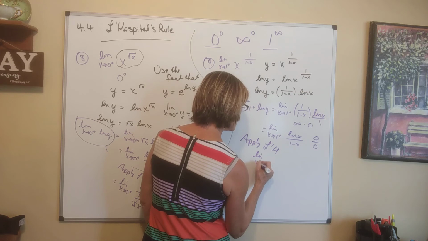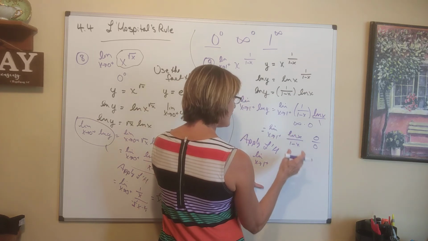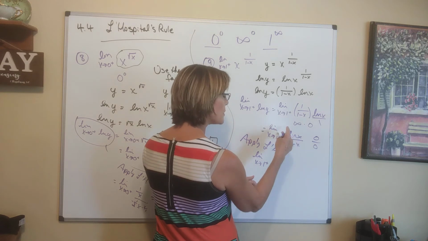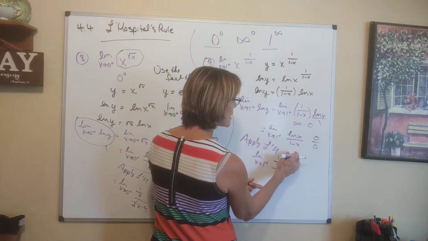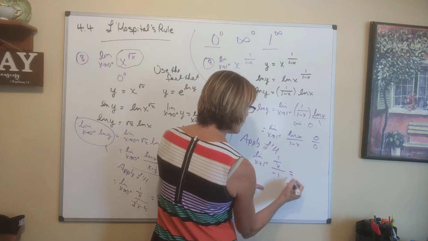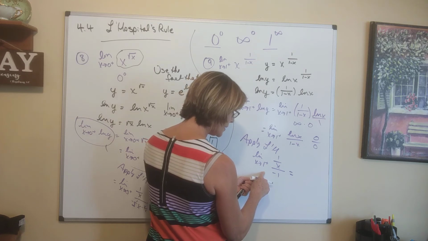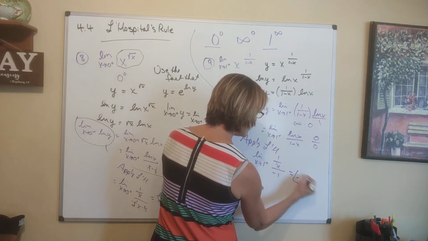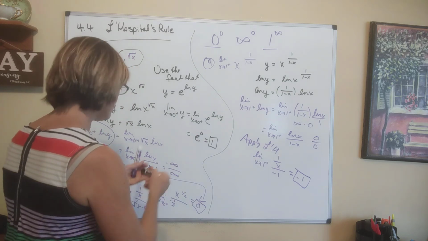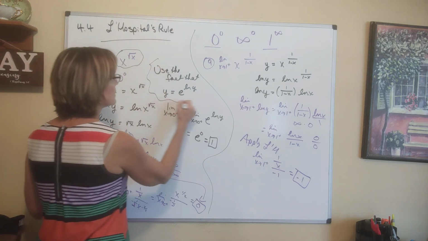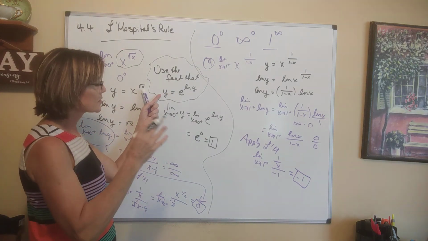The limit as x approaches 1 from the right of the natural log of x over 1 minus x is equal to the derivative of the numerator, 1 over x, over the derivative of the denominator, negative 1. Well, we can use direct substitution. 1 over 1 is 1, times the negative 1 is negative 1. All right, we are ready. Again, we're going to use the fact that y is equal to e to the natural log of y.